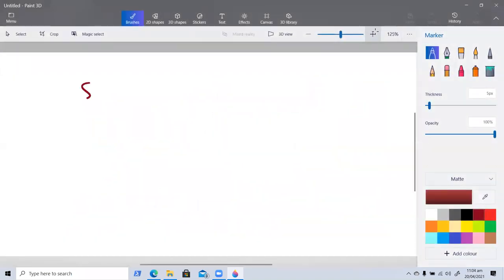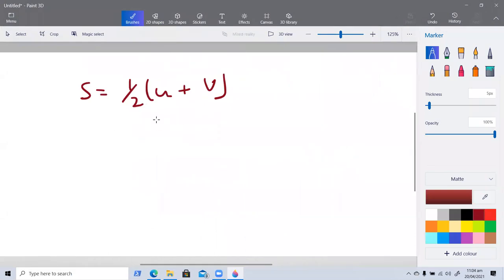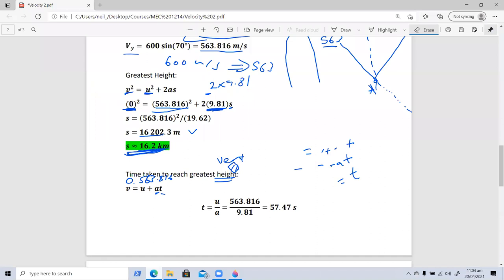All right, let's look at this formula. S is equal to half U plus V, T. Sir, can you upload this video before the test? I should. I uploaded one from last week, so I'll upload this one as soon as I can. I'll try and upload it for the test, all right? Good. So, this is the end of the formula. T again. Okay, good. And we're comparing that to greatest height.